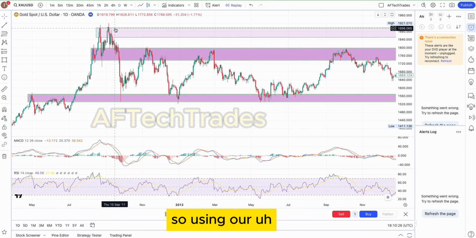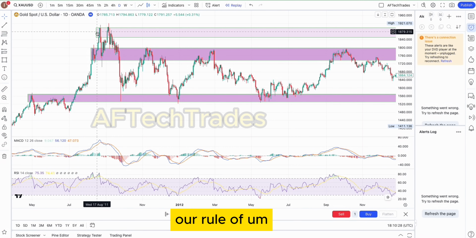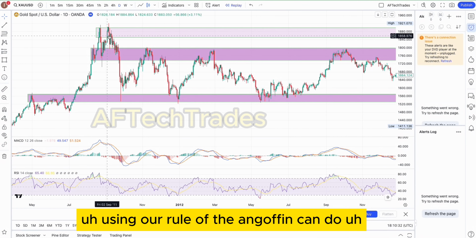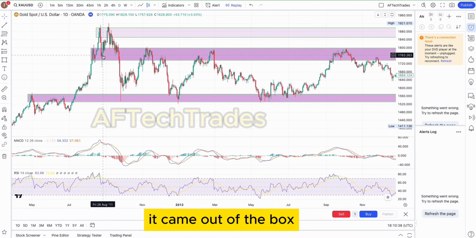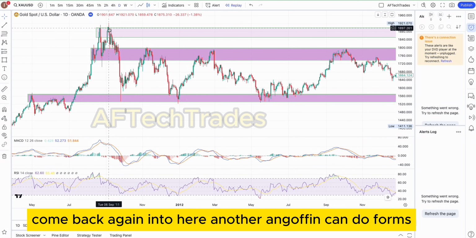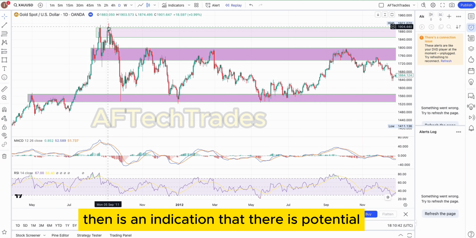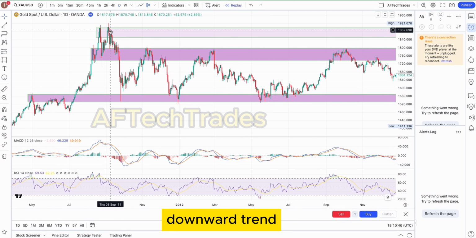So using our engulfing candle rule, you have an engulfing candle here. It came out of the box, came back again into here, and another engulfing candle forms. Then it's an indication that there is a potential downward trend.